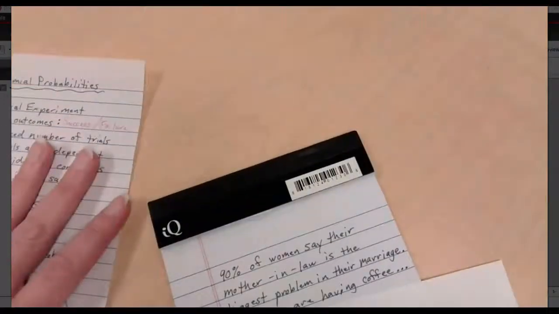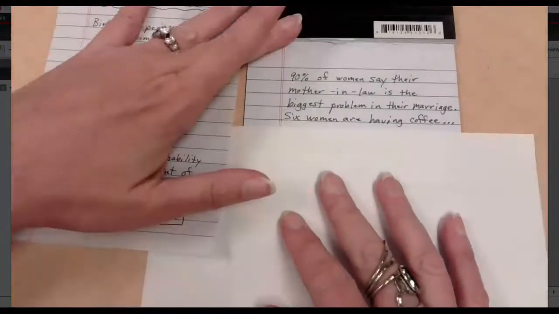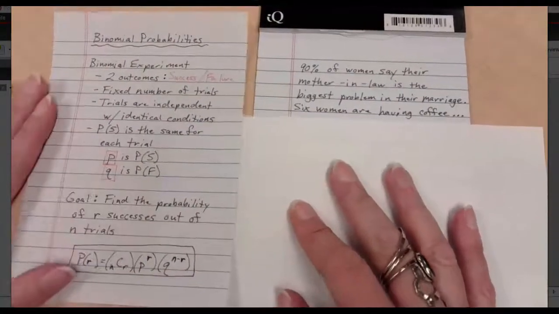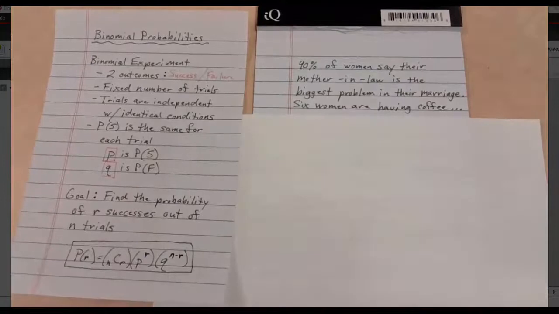Okay, so example problem. Let's put some of this in context, shall we? 90% of women say that their mother-in-law is the biggest problem in their marriage, and 6 women are together and having coffee. I have borrowed this problem from my Understanding Basic Statistics textbook, published by Brase and Brase, 5th edition, because this problem entertains me so much.